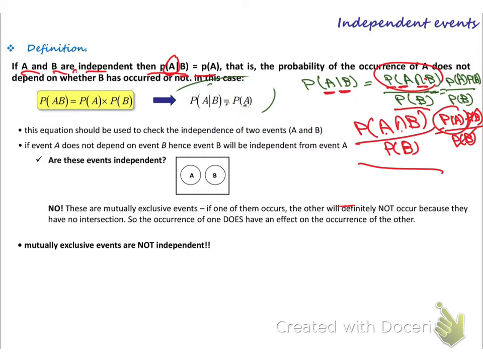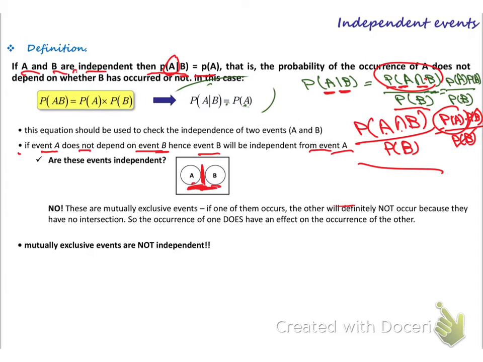So here is also another hint. If event A does not depend on event B, then event B will also be independent of A. So here they are independent of each other. But here, as we can see, there is no intersection between them. Like the head and tail, there is no intersection.